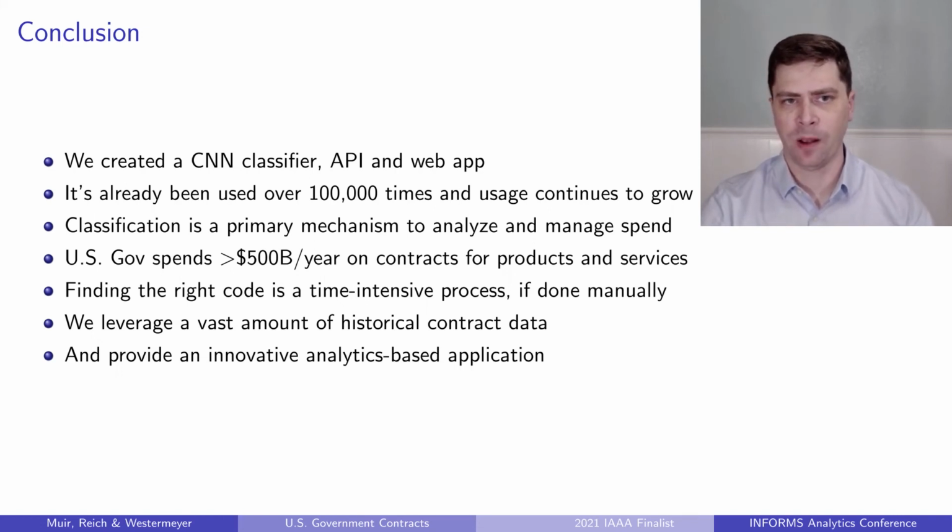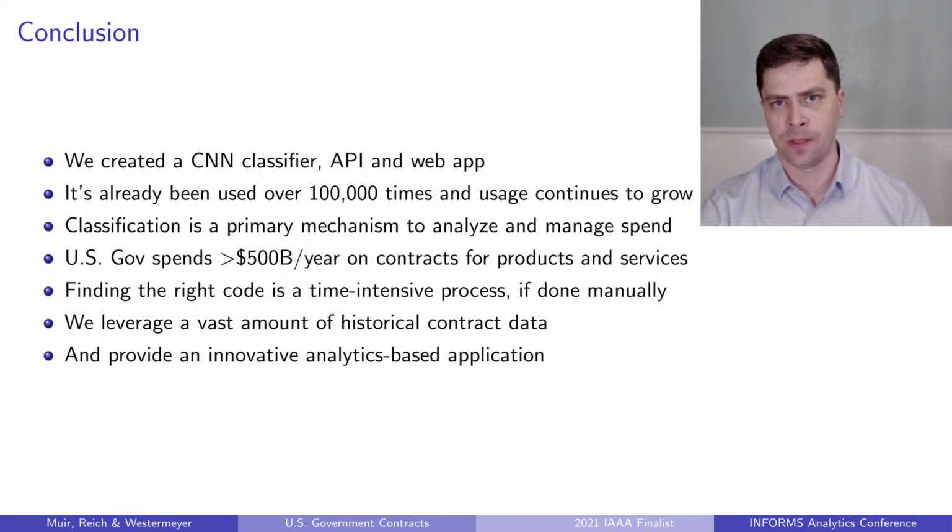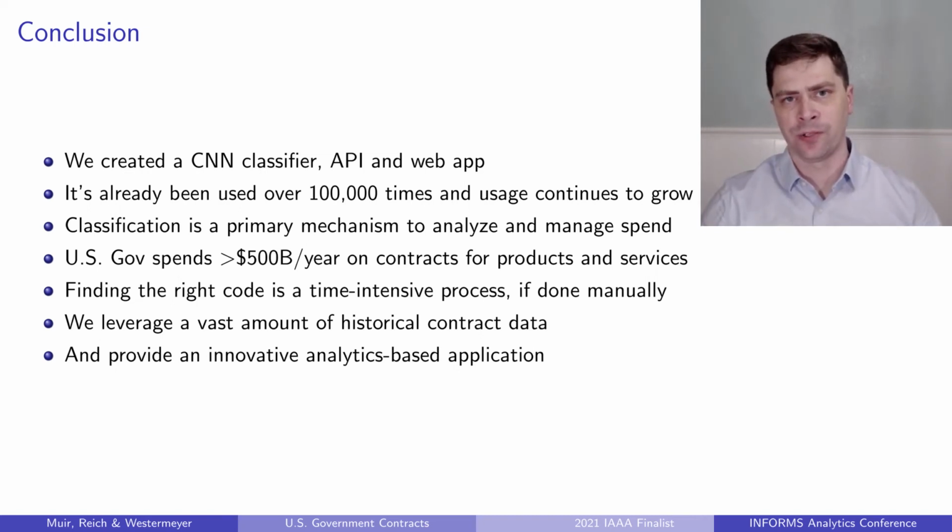The classification of government spend truly is an important problem. And it's not a problem that's specific to the U.S. government. It's a problem that exists for governments across the world at federal, state, and local levels. It's a matter of transparency for the taxpayers to understand how taxpayer funds are being spent. These codes are a primary driver for how the federal government manages its more than $500 billion per year on contract spend for products and services.